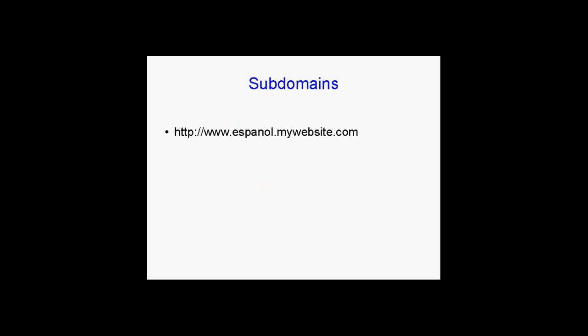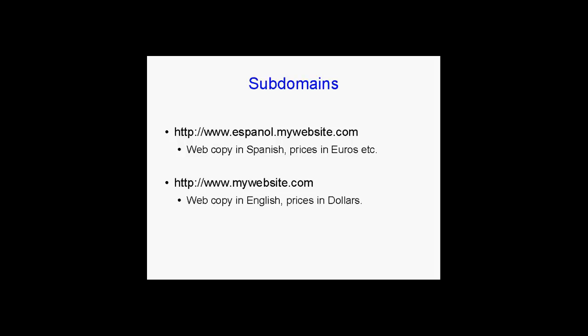And subdomains can have all sorts of uses. For example, let's say you want to have a Spanish language version of your website. You could have a subdomain like this: www.espanol.mywebsite.com, and within that subdomain you can have web copy in Spanish, you can have the prices in euros or pesos or whatever, and you would keep that completely separate from your main website, mywebsite.com, which would have the web copy in English and the prices in dollars.